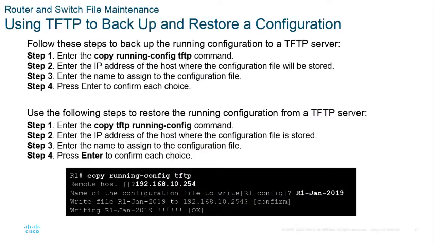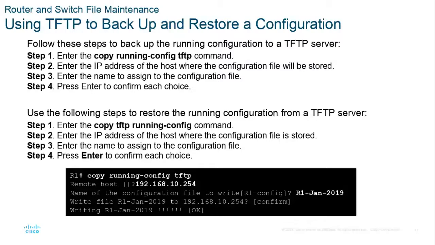TFTP, or Trivial File Transfer Protocol, is a sort of stripped down version of File Transfer Protocol in that it doesn't need any usernames or passwords, and it only operates out of a single directory. It's widely used by networking devices of all sorts to back up configurations and back up the operating system itself.